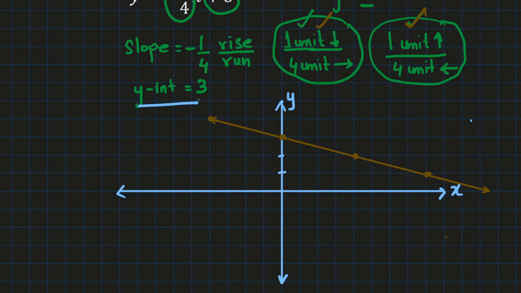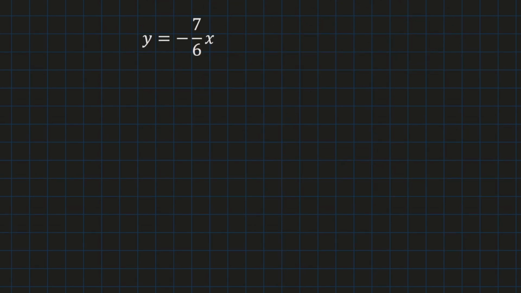So we just graphed this particular function, which is technically negative 1 over 4x plus 3. So graphing slope-intercept form is pretty straightforward. Let's take a look at another example. This example is slightly different than the other example.